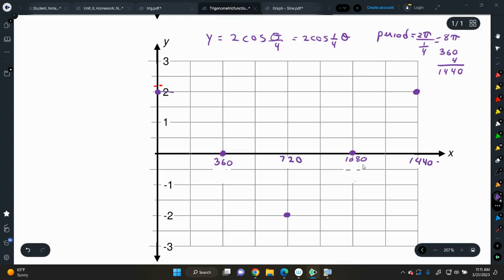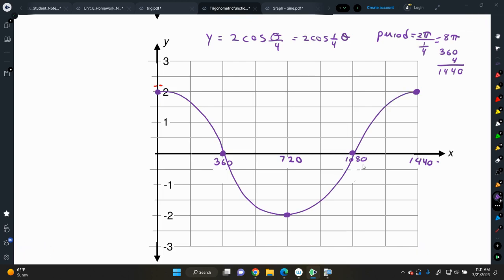So the curve looks the same. It's just that our x-axis looks different. Okay. Those are the ones in degrees. The radians are harder to work with.